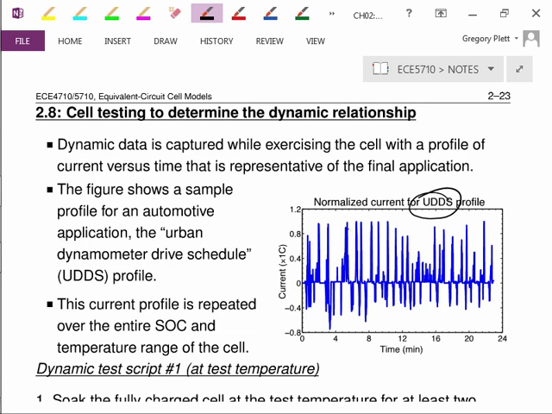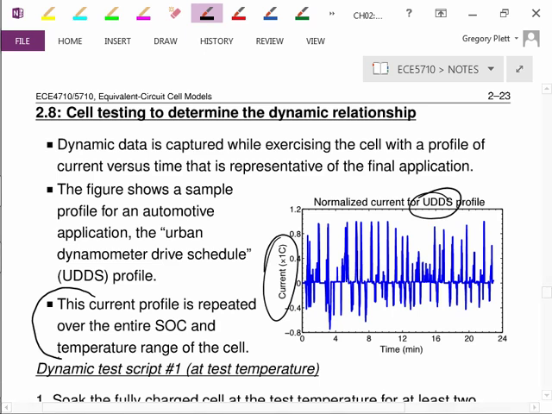And this here is a scaled value of current versus time, so it's scaled by the C rate. So the maximum current is about 1 C, and the minimum current about minus 0.8 C, plotted versus time in this figure. And that was the basic profile that was used in the testing that I will describe, but there's a lot more details that I need to talk about. Keep in mind that this is the dynamic part of the test, but there are some other parts as well. This dynamic part is repeated over the entire state of charge and temperature range of this cell that we are interested in modeling.